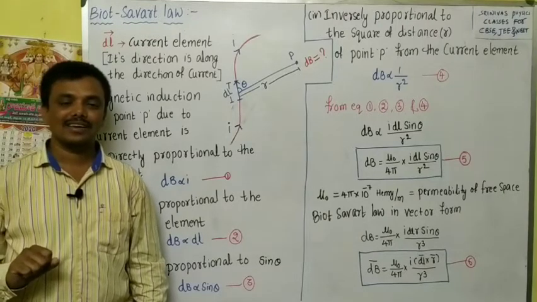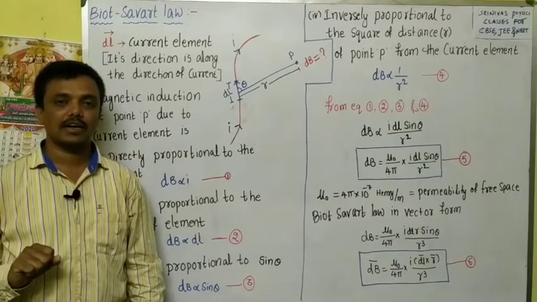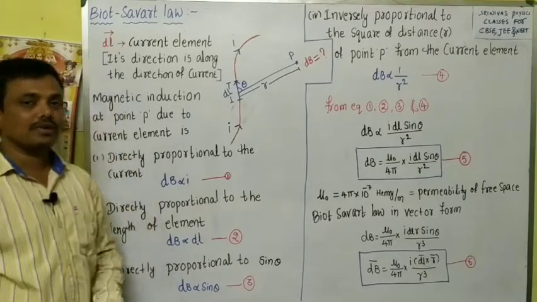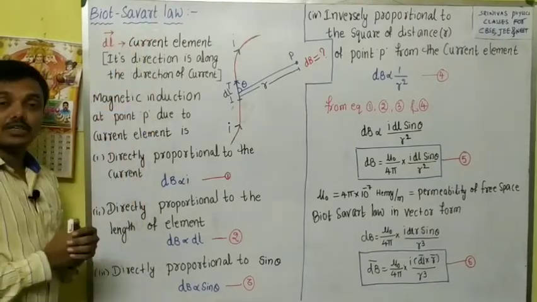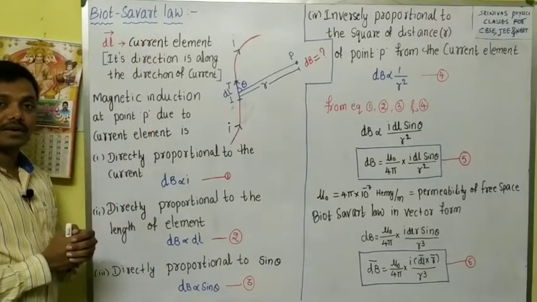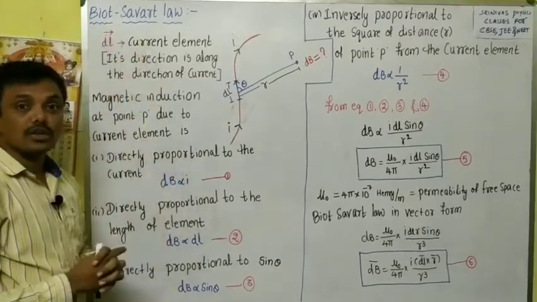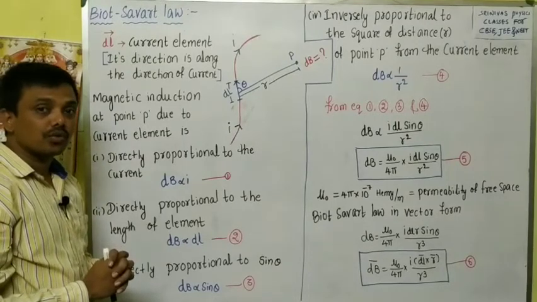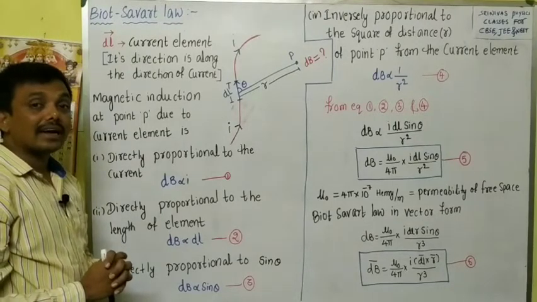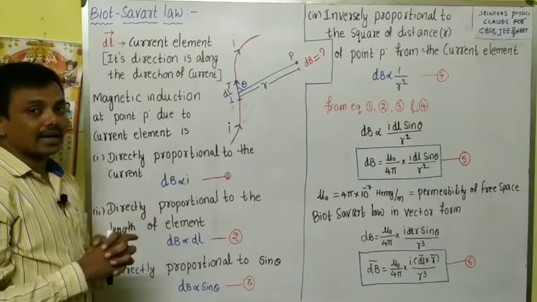Today's topic is class 12, 4th chapter continuation. Today we are going to discuss Biot-Savart law. This is very important for the board exam, and now I will start the Biot-Savart law. What is the use of the Biot-Savart law? The Biot-Savart law is useful to find the magnetic induction or the magnetic field due to a current carrying wire.